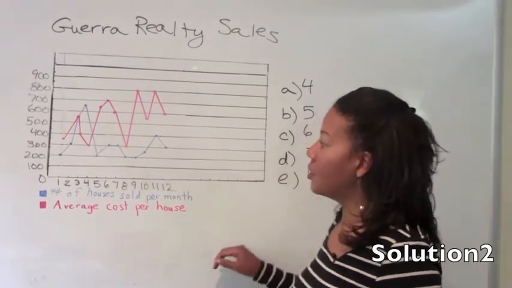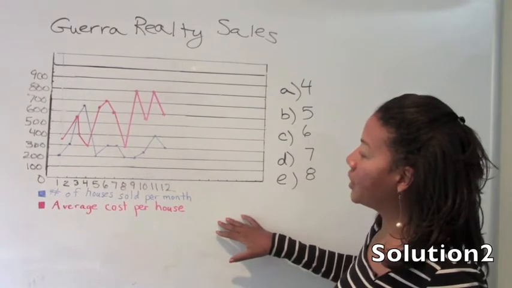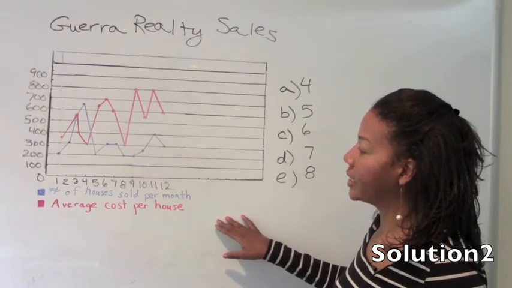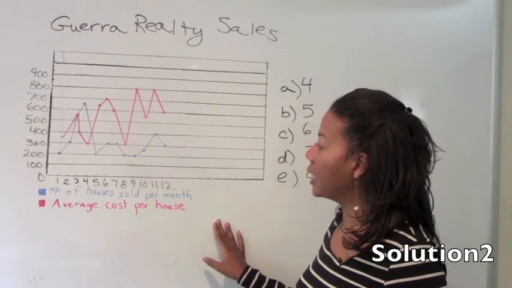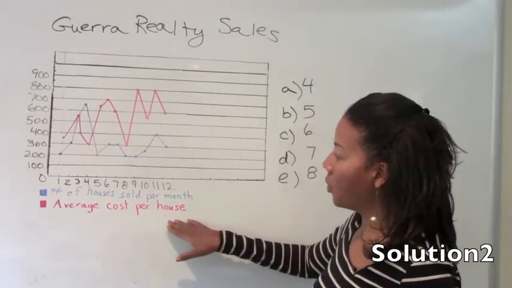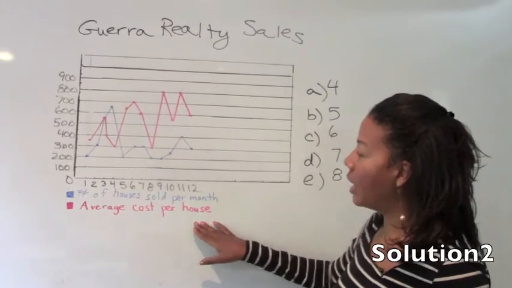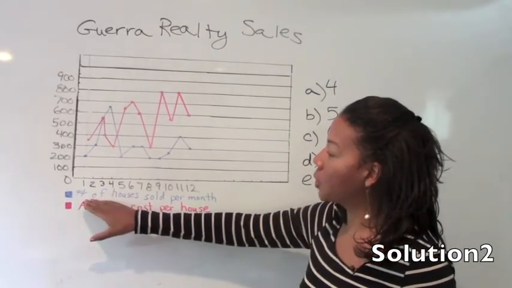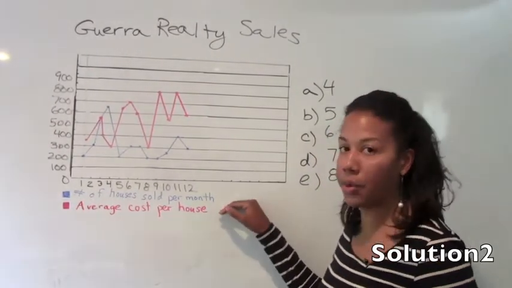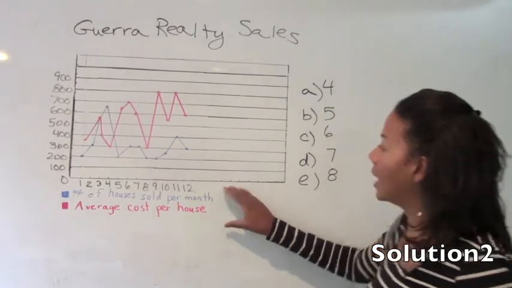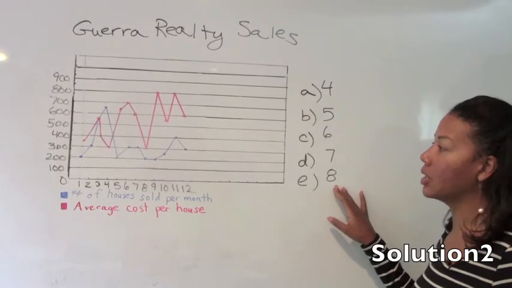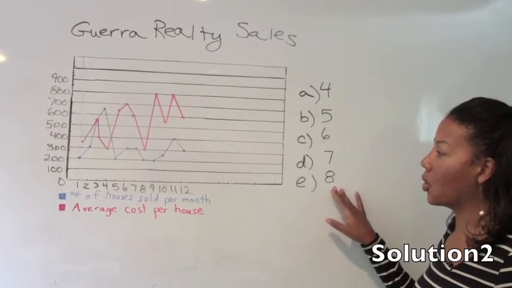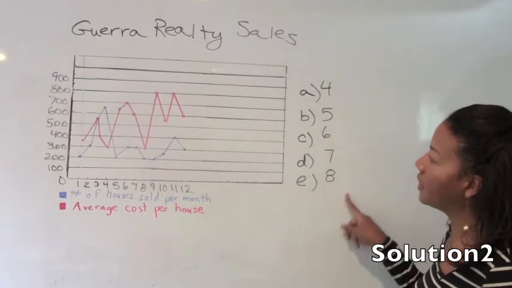Number 2. We're asked, in what month did lower housing costs seem to spur housing sales? So what we're looking for here is a low average cost per home, so we want the red line to dip down, and we want to have sold a lot of houses in that month because that would spur housing sales. Again, the answer choices are months 4 through 8, so we don't have to look at months 1, 2, or 3, or 9 through 12. We only have to look at these months here.